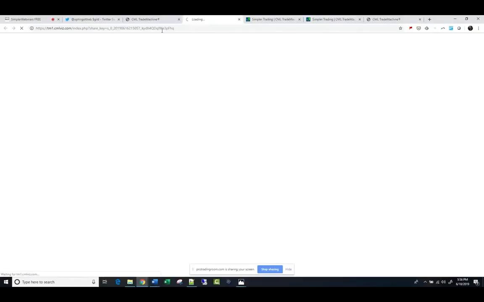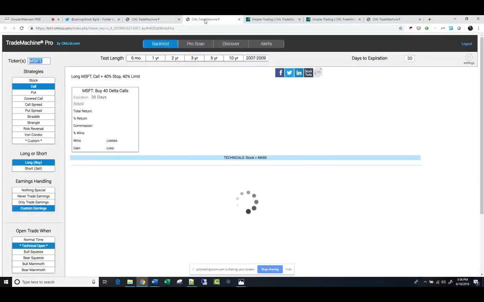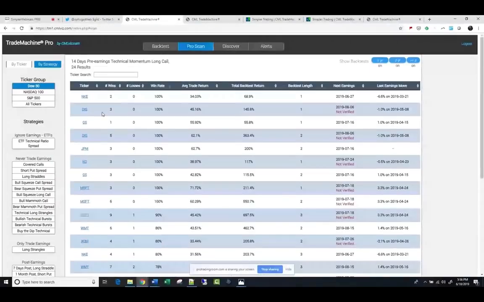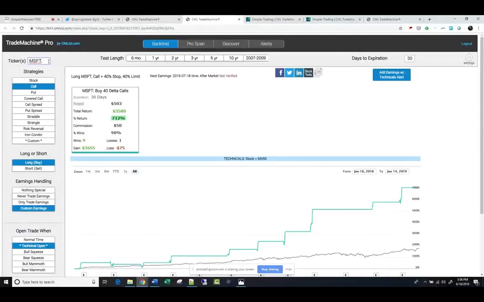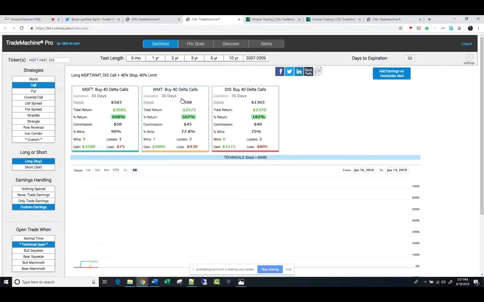We have a lot of traffic. Okay, here's Microsoft. If you don't remember, it just opens a new window. We're back in the scan tab. It was Disney and Walmart as well. All right, go back. Microsoft, Walmart, and Disney. Okay. This is the last 5 years.